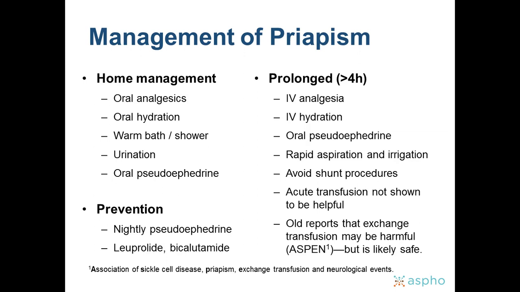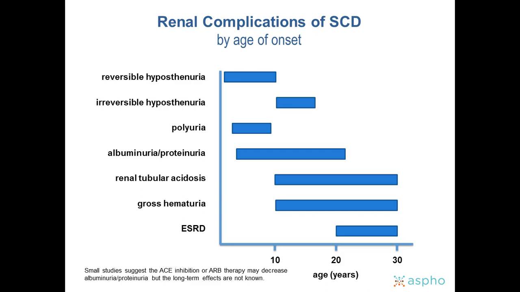The boards want you to know about priapism and home management. If you do have an episode, oral analgesics, oral hydration, a warm water bath, urination, and then pseudoephedrine can sometimes terminate the event. And for prolonged episodes, then really we want aspiration and irrigation. And then there are some methods by which you can prevent priapism. If it's recurrent, acute transfusion is probably not helpful, though.